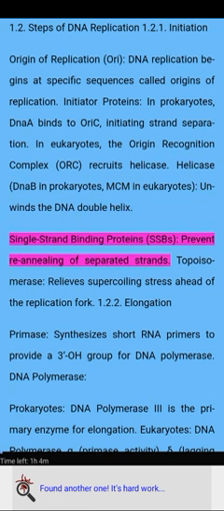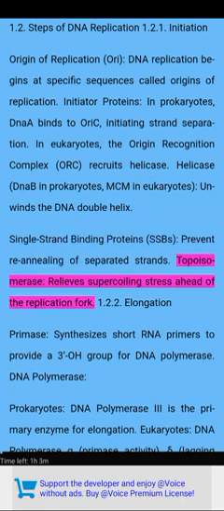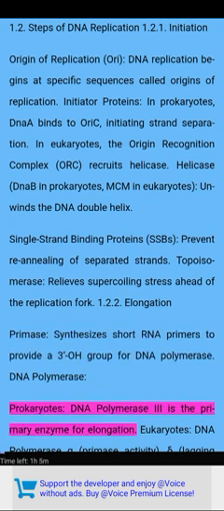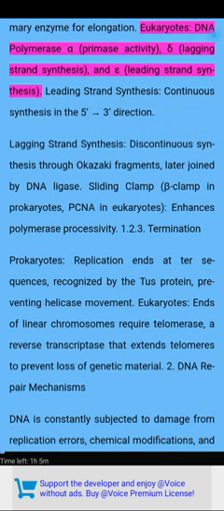Single-strand binding proteins, SSBs, prevent reannealing of separated strands. Topoisomerase relieves supercoiling stress ahead of the replication fork. 1.2.2. Elongation. Primase synthesizes short RNA primers to provide a 3' OH group for DNA polymerase. DNA polymerase: in prokaryotes, DNA polymerase III is the primary enzyme for elongation. In eukaryotes, DNA polymerase alpha has primase activity, delta handles lagging strand synthesis, and epsilon handles leading strand synthesis.